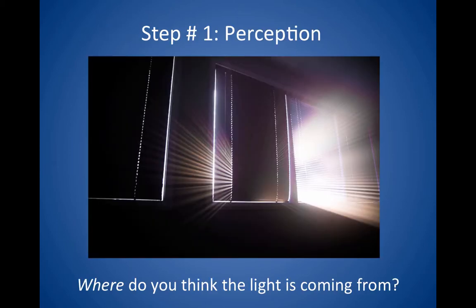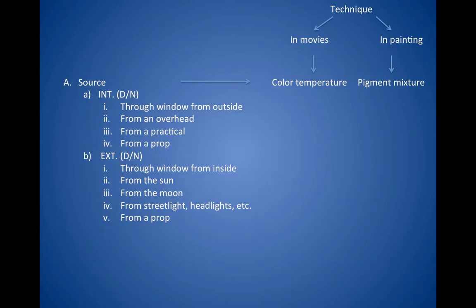The first step, perception, is where do you think the light is coming from? We have to understand where we think the light is coming from in a way of justifying it so the audience believes what they're seeing. So in order to do this, we have to figure out where the scene is taking place, whether it's interior or exterior. And then we have to justify the light that's lighting that scene so the audience believes it.